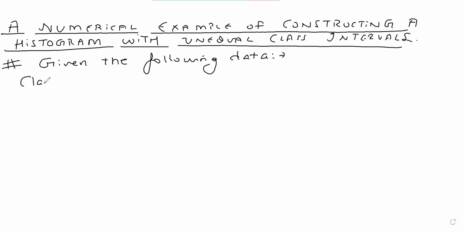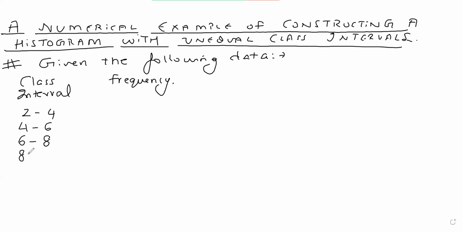We are given the class interval and we are given the frequencies. The class intervals are 2 to 4, 4 to 6, 6 to 8, 8 to 12, 12 to 20, 20 to 30. This is my class interval and my frequencies are 9, 15, 5, 9, 8, 2. Okay, so this is the data which is given to us.